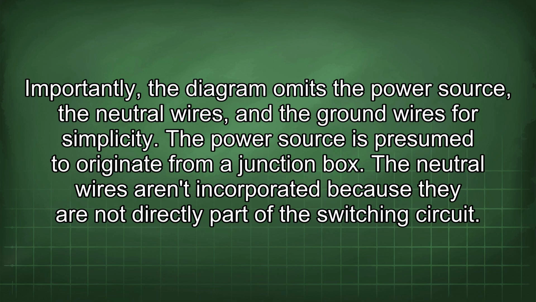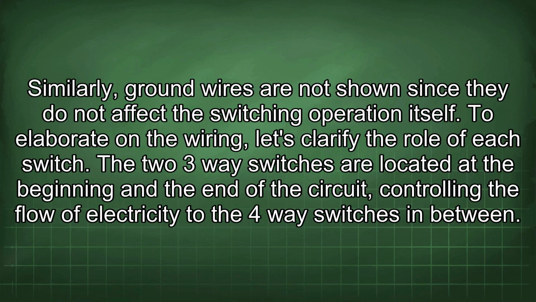Importantly, the diagram omits the power source, the neutral wires, and the ground wires for simplicity. The power source is presumed to originate from a junction box. The neutral wires aren't incorporated because they are not directly part of the switching circuit. Similarly, ground wires are not shown since they do not affect the switching operation itself.